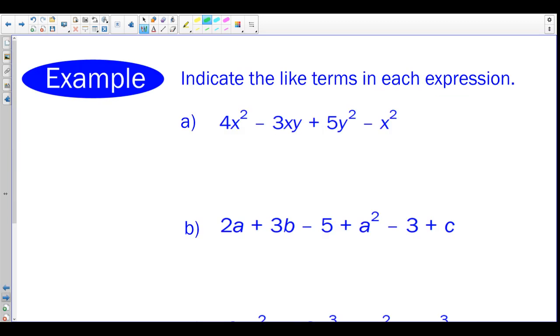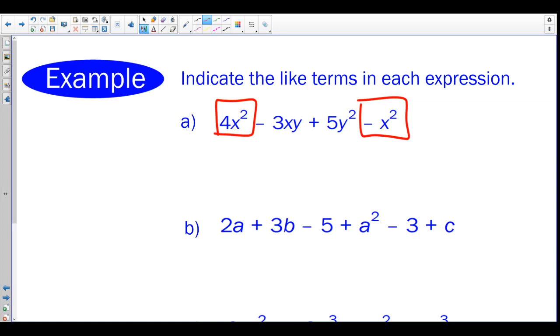The next example, or set of examples, highlights the importance of reading the instructions. There will be questions like this in your homework, where you don't have to do the question, you just have to identify the like terms. So what are the like terms? I see 4x squared. Okay. Is there another term like 4x squared? Yep, there is. It's negative x squared. Now, is there any other like terms?